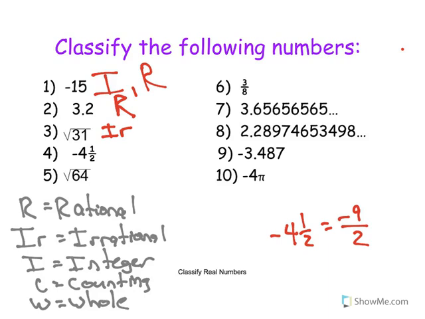Because you could say, oh, well, pi could be written as pi over 1. Well, no, because that's not an integer. So I should have been more specific before. So -4.5 is -9/2. That's a fraction, so it's rational.